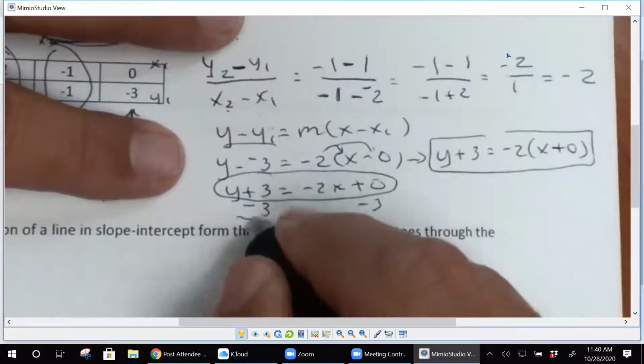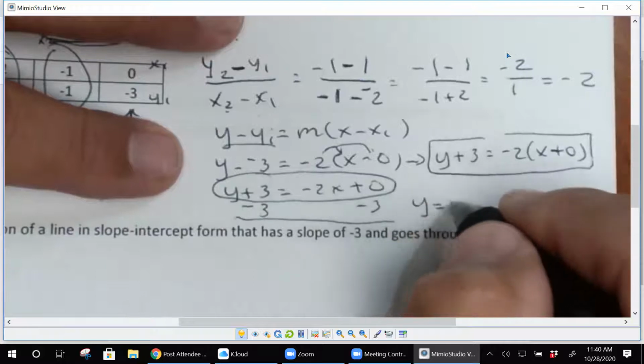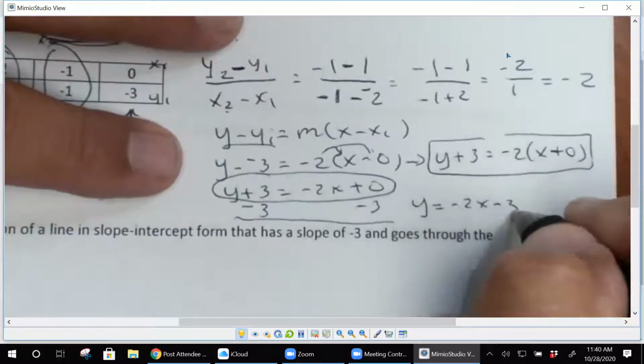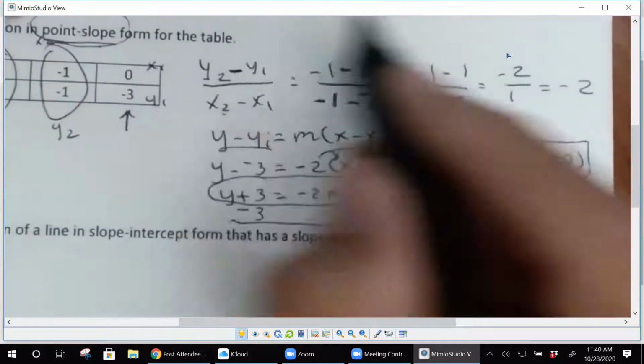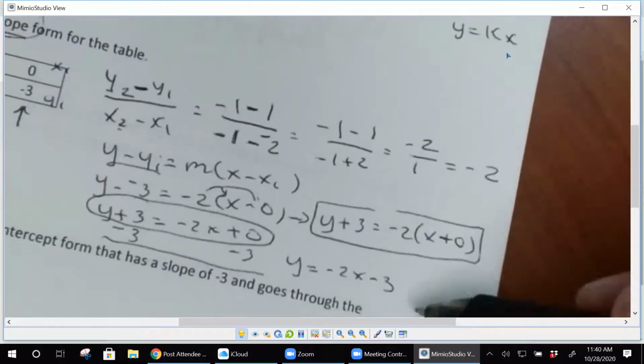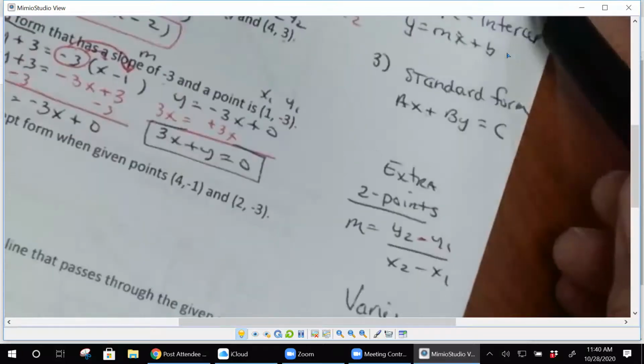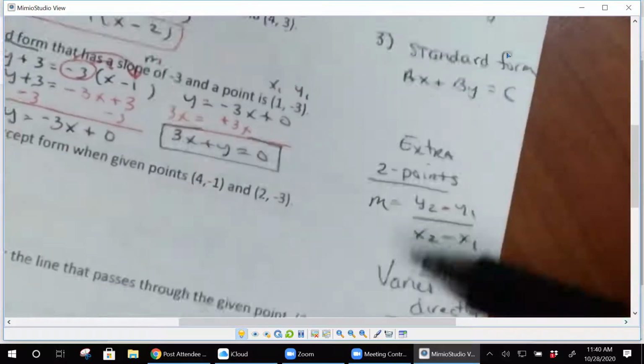But if I wanted to finish this and get the y-intercept, it would be y equals -2x minus 3. But it's only asking for point slope. So make sure you pay attention like I did. I got a little hurried because I'm used to just doing them all like that. But when it asks for point slope, make sure you leave it in this form, just like I did here.